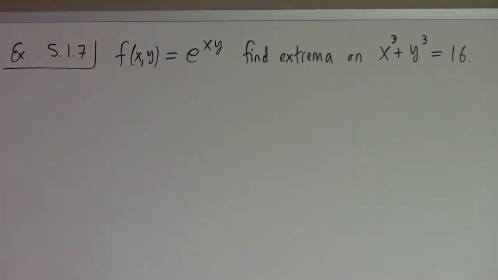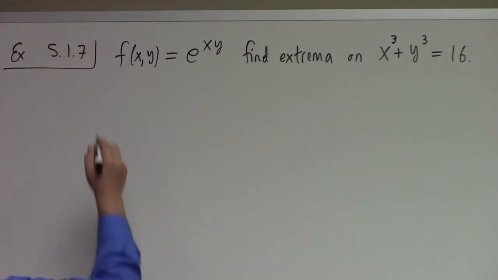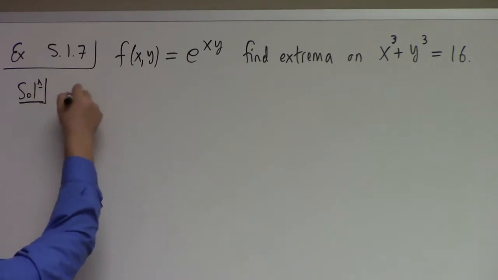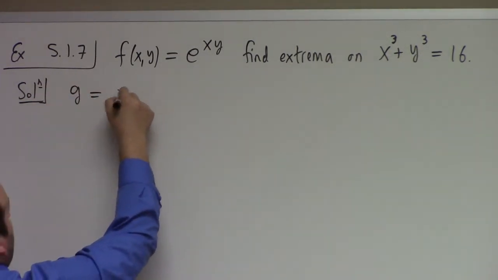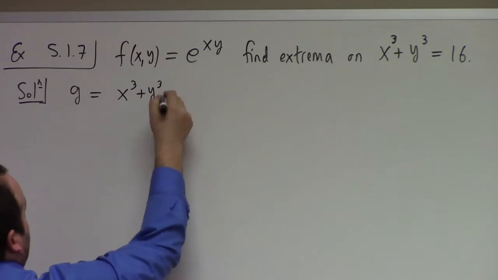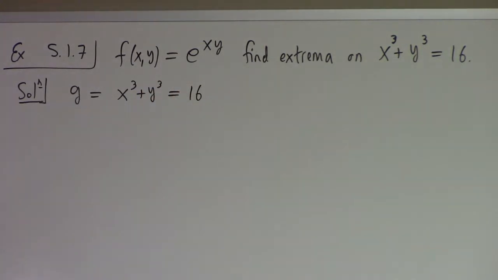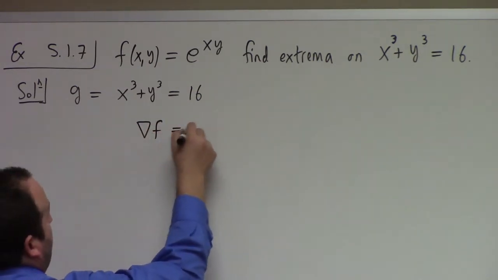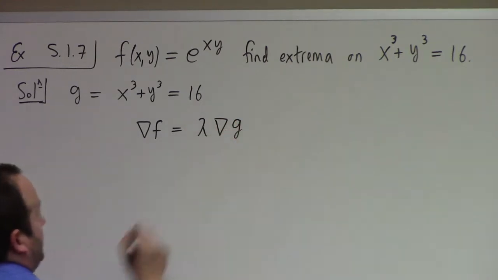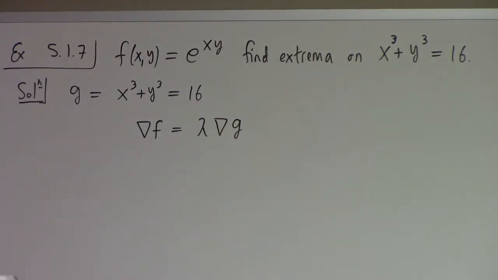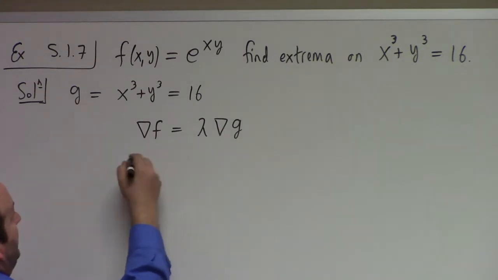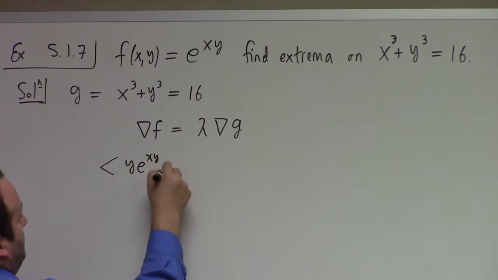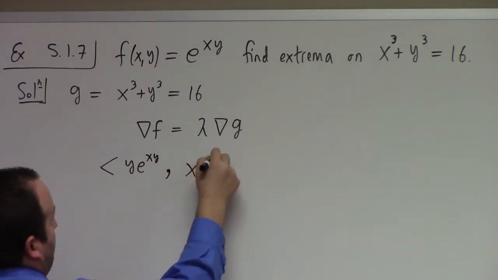All right, so let's go to it. The constraint is what then? Yeah, g is equal to x cubed plus y cubed, that's equal to 16. So our Lagrange multiplier condition is gradient of f is equal to lambda times the gradient of g. What's that look like here? Well, we've got y e to the xy, comma x e to the xy.